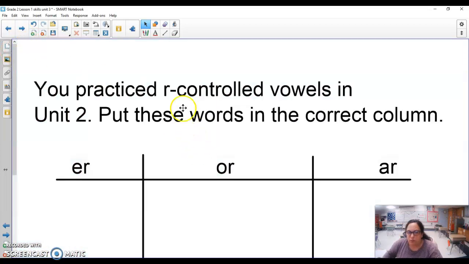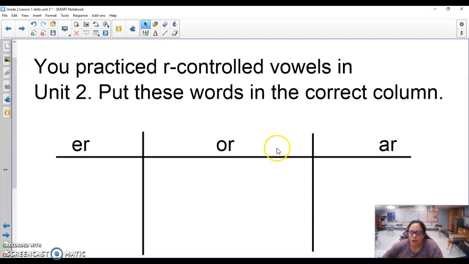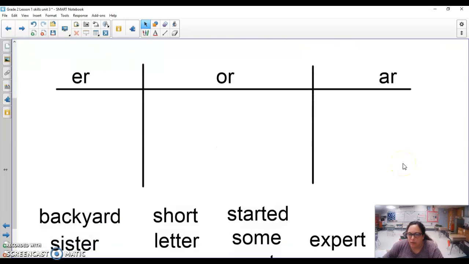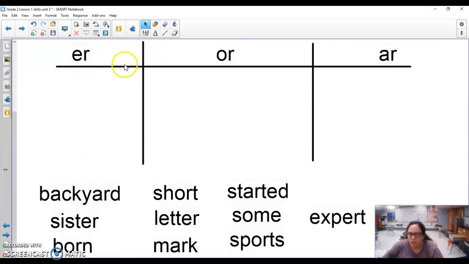So in our last unit, we practiced R-controlled vowels. And remember, R-controlled vowels is one vowel letter followed by the consonant R. Remember, it looks like this with your fingers crossed like this. Okay? So what sound does ER make? What sound does OR make? Or. What sound does AR make? R. So down here, we need to put these words in the correct column.